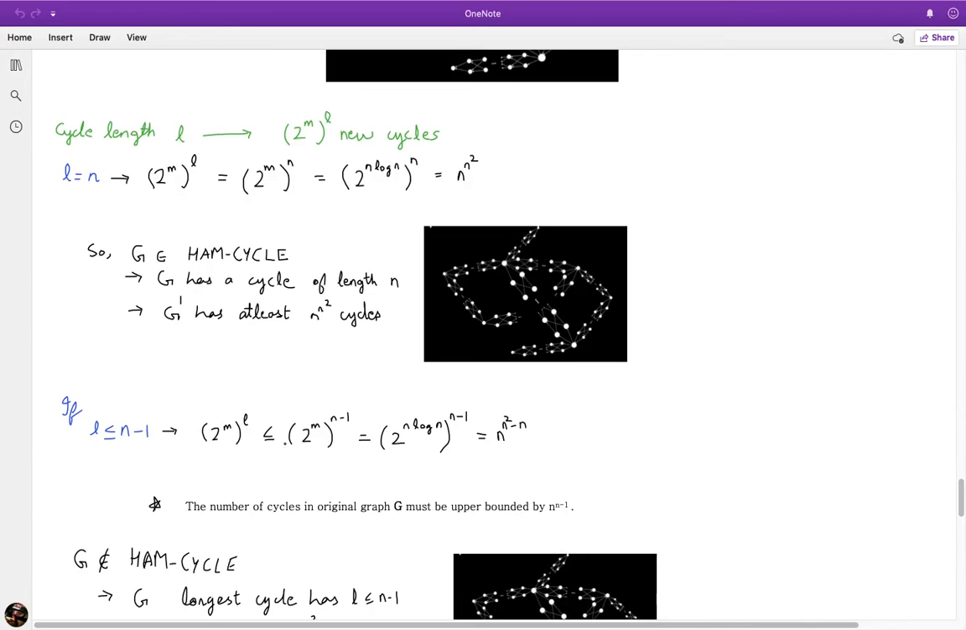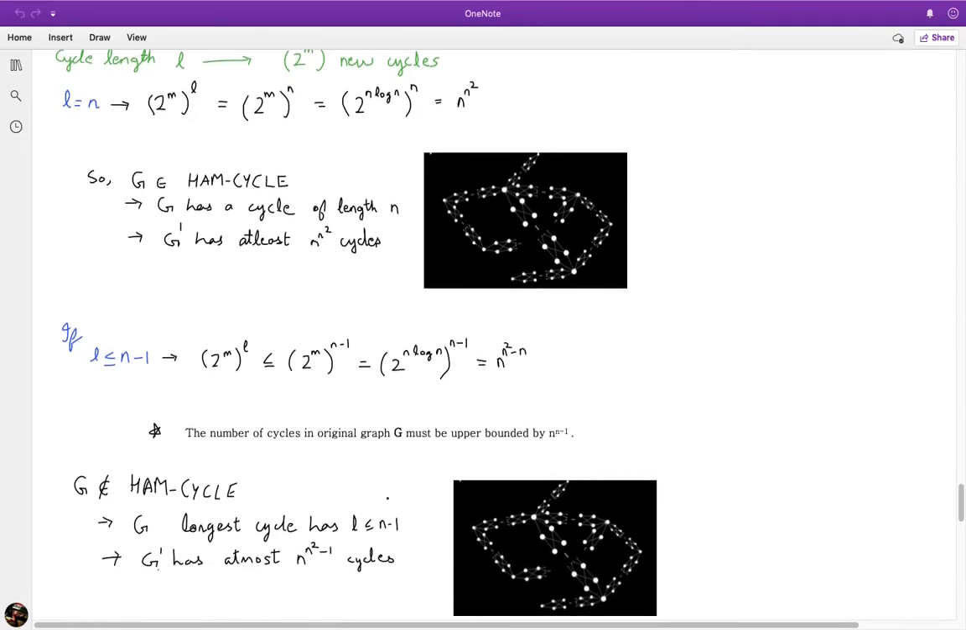So these are the new number of cycles that are being added in G'. So n^(n^2 - n), which is less than n^(n^2). But it might have other cycles already present in the graph. So we need to make sure that even adding those additional cycles from the graph G', it wouldn't cross the bound n^(n^2).